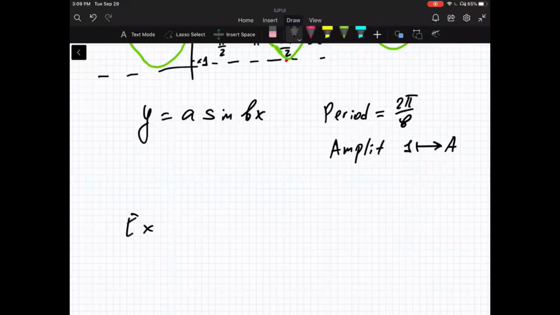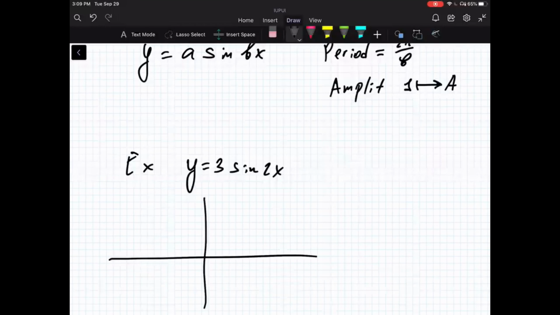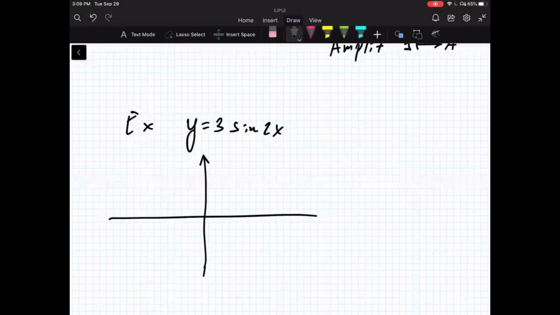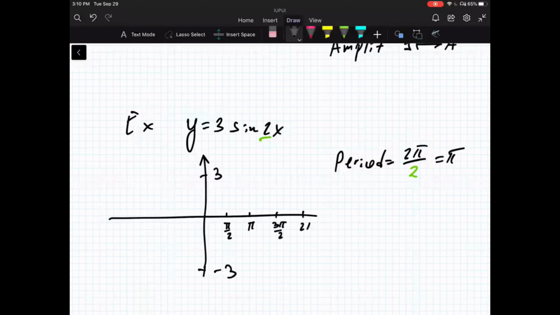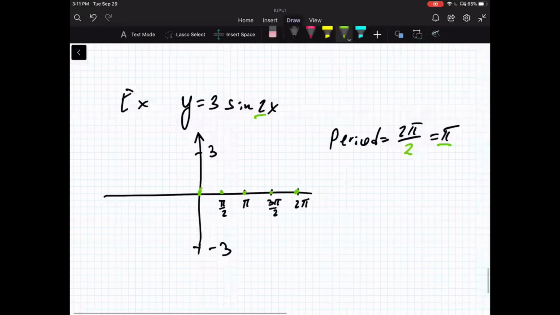For example, y is equal to 3 sine of 2x. And then what happens? First of all, your amplitude is 3, so it will run from -3 to 3. And also your period is changed, so now your period is pi. So it's 2 pi, and this 2 is here, so that gives you pi. And so that means that your graph is squeezed. So now it will look like this.